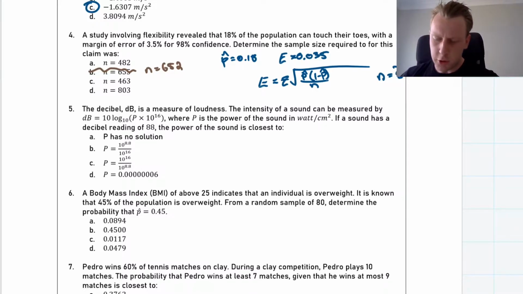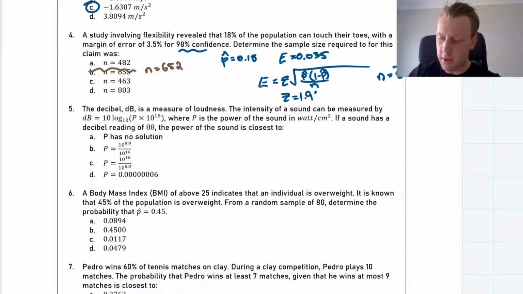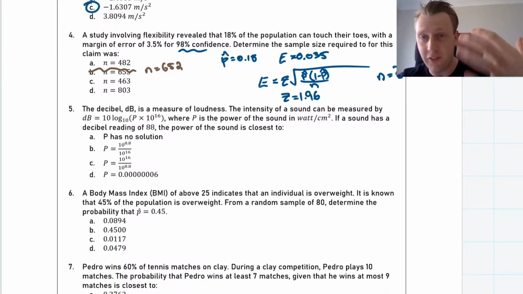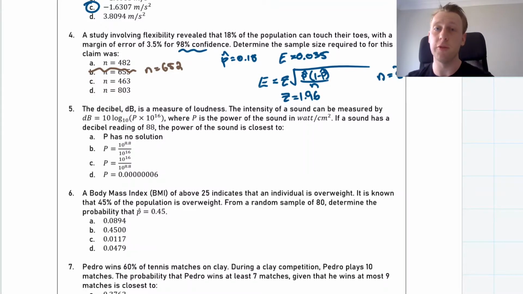Now, this is a little tricky because you've got 98% confidence. So you can't just say Z is equal to 1.96 because that implies 95% confidence. So we need to find the particular Z score that is appropriate for 98% confidence before we go ahead and plug in anything here. So let's do that.